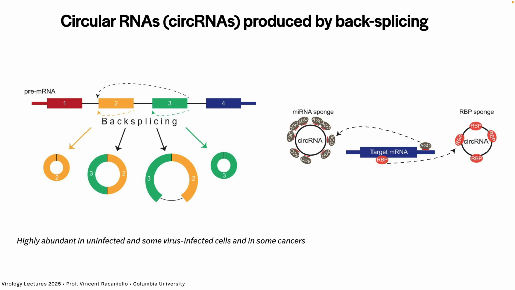There are circular RNAs made also by back splicing. So instead of having 5' to 3' splicing, you go 3' to 5', and you make circles. Like here, you can make a circle of just 2, of 2 and 3, of just 3. And there are thousands of these in uninfected and virus-infected cells, and some cancers are full of these circular RNAs, and we don't know what they do. But one thing they do is to act as sponges. They can bind to microRNAs. They can also bind to RNA binding proteins and kind of act as a storage region for those elements until they're needed. A lot to learn about those yet.